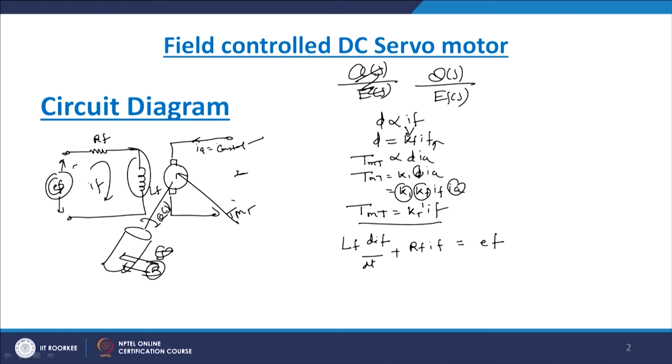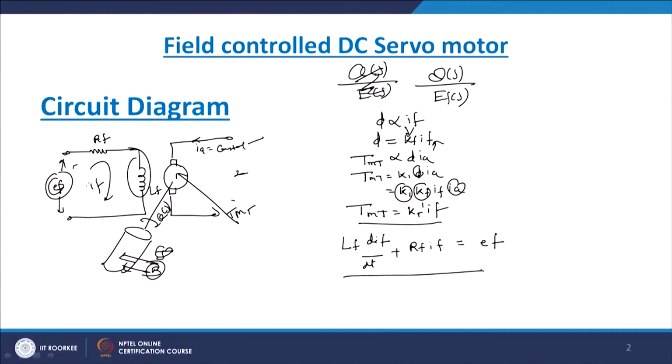Now we have developed the circuit equation for this portion, and we have the expression for motor torque. Here we find one difference: there is no back EMF. If you see last time in the armature control, a back EMF came, but here there is no back EMF because we are keeping the armature current constant. That means there is no controlling part here. Then let us see what will happen afterward.